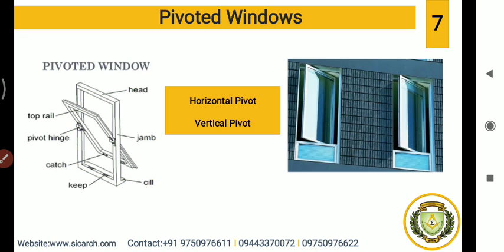Pivoted windows can be of two types: horizontal pivot and vertical pivot. In the horizontal pivot, it can be rotated in a horizontal way, and in the vertical pivot, the hinge is given to the upper part and the lower part of the window, so it can be rotated in a vertical way.